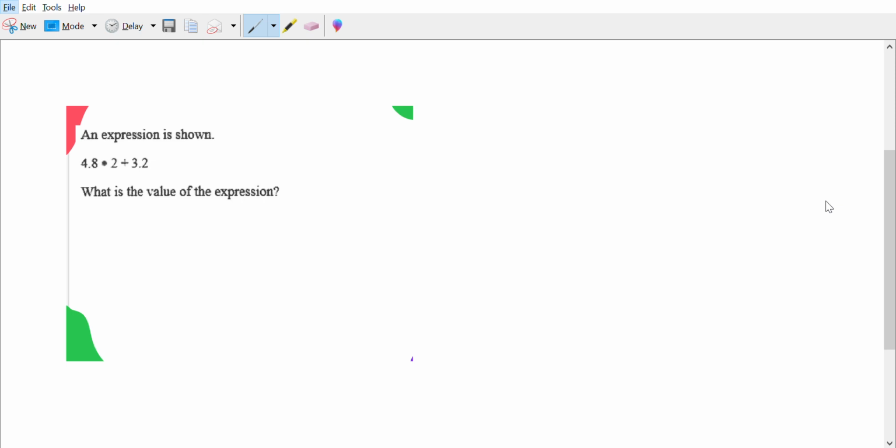An expression is shown below. 4.8 times 2 plus 3.2. What is the value of the expression? So again, we're just looking for our answer.